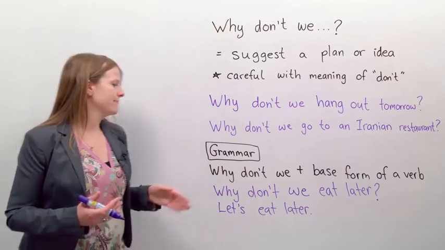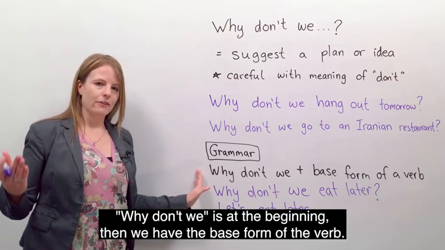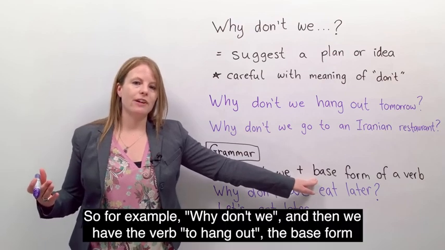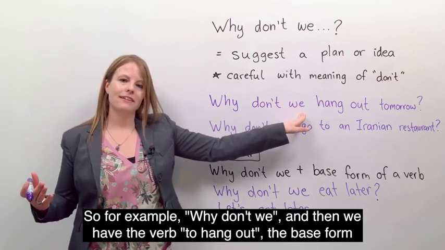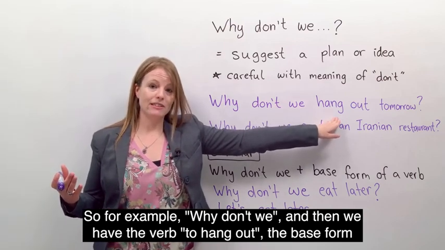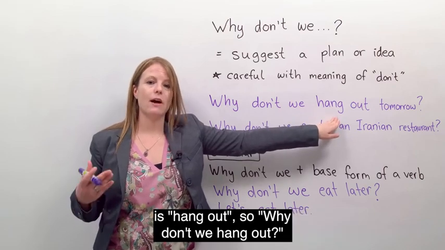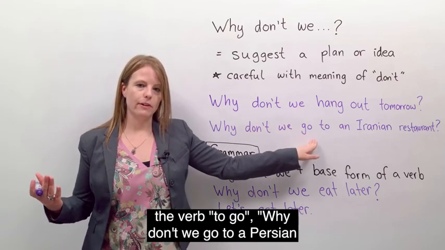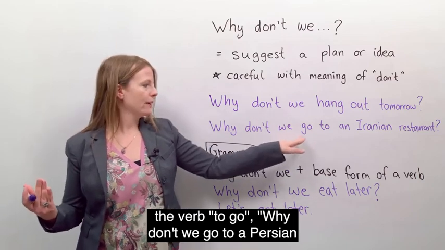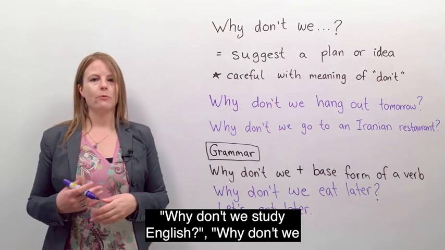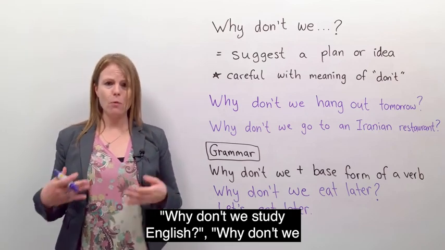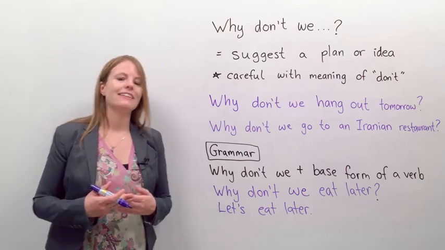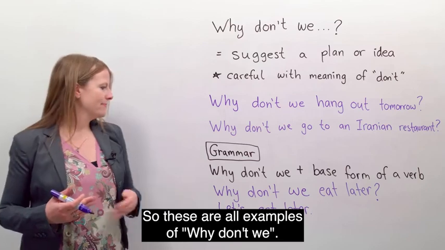So let's look at the grammar. Why don't we is at the beginning. Then we have the base form of the verb. So for example, why don't we? And then we have the verb to hang out. The base form is hang out. So why don't we hang out? Why don't we go? Go is the base form of the verb to go. Why don't we go to a Persian restaurant? Why don't we study English? Why don't we go camping? Why don't we watch a movie? So these are all examples of why don't we.